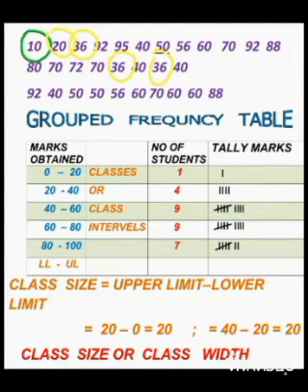In the third class interval, what do we have to consider? 40 to 59. And in the fourth class interval, 60 to 79. And in the last class interval, 80 to 99. So children, for 40 to 59, the number of students is 9. 60 to 79, 9. 80 to 99, 7. This is how you will be representing the frequency of the student data.